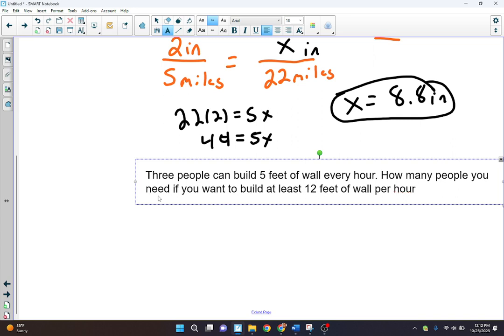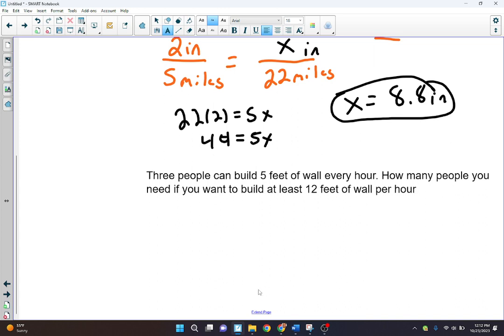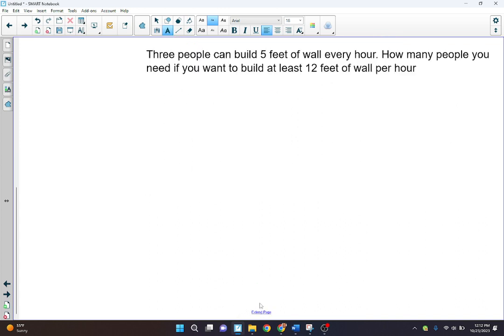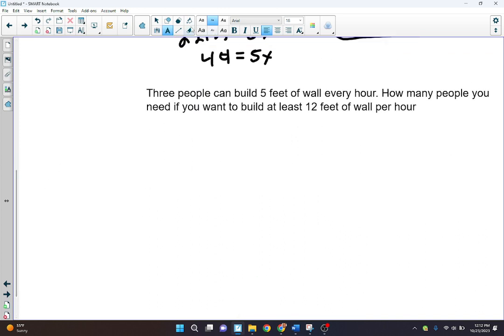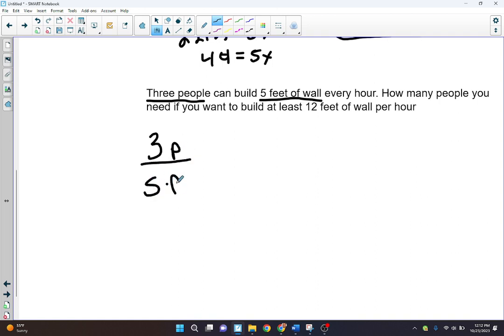Okay, so for this ratio, first let's set up 3 people for every 5 feet of wall. That's going to be equal to, how many people do you need if you want 12 feet of wall? So I'm going to put 12 feet on the bottom, because if I put feet on the bottom of the first one, it'll be on the bottom of the second one. Means some mystery number x.